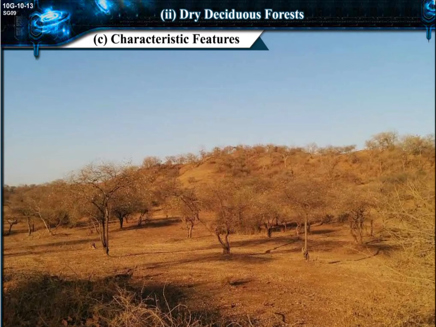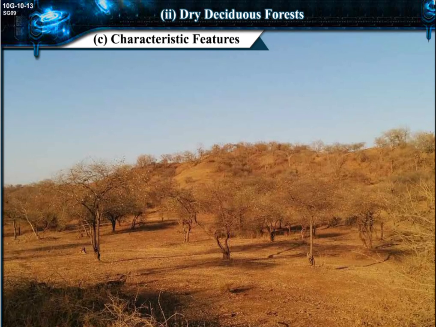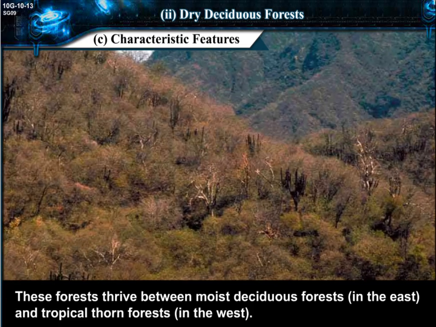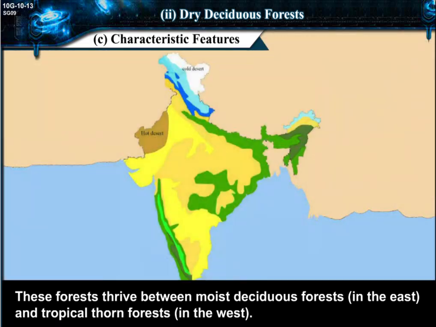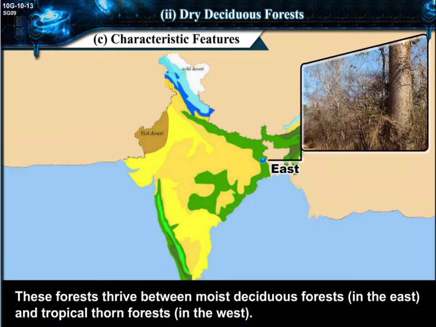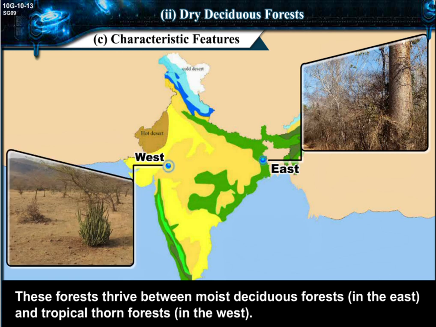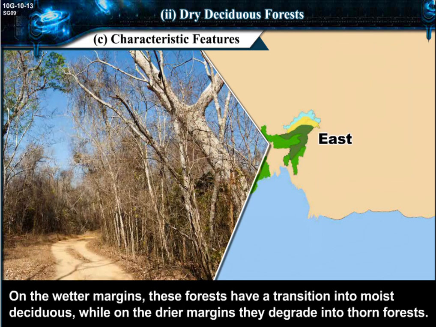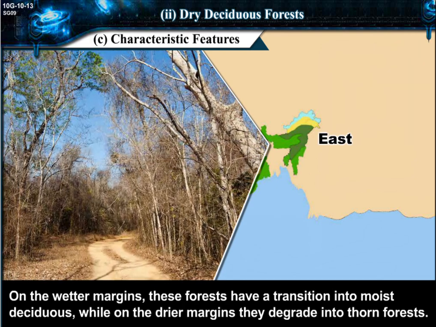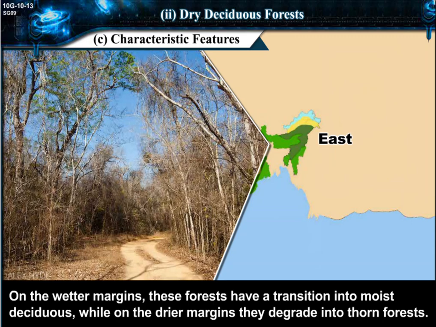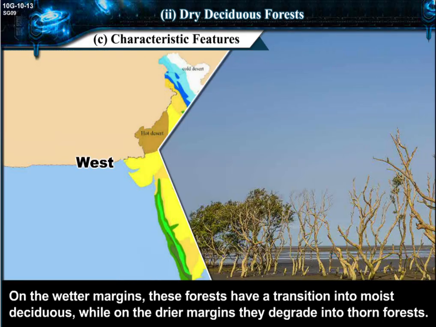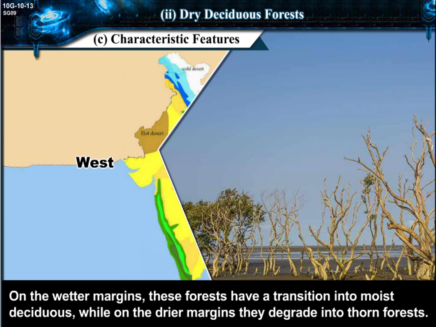C. Characteristic features. These forests thrive between moist deciduous forests in the east and tropical thorn forests in the west. On the wetter margins, these forests have a transition into moist deciduous, while on the drier margins, they degrade into thorn forests.